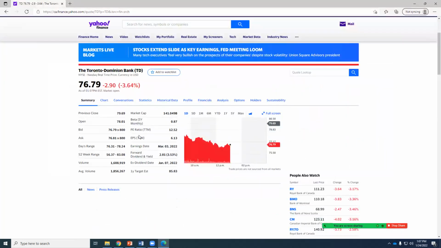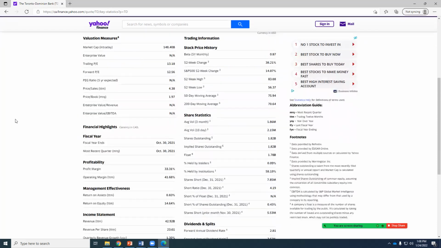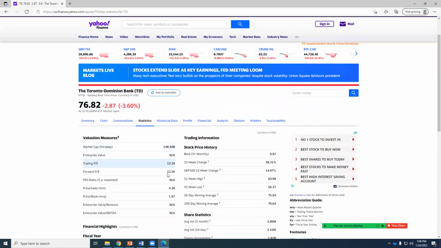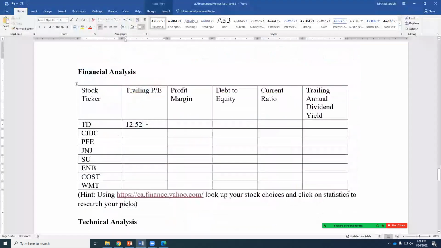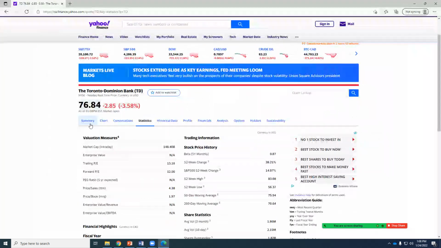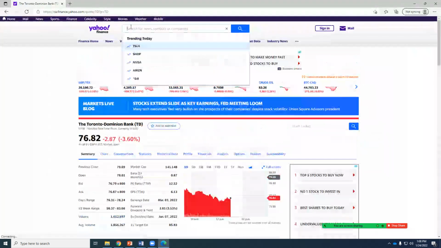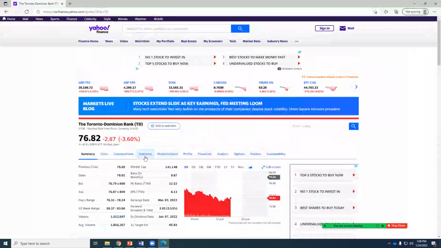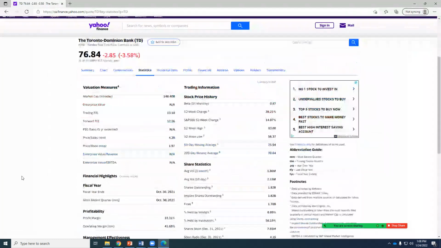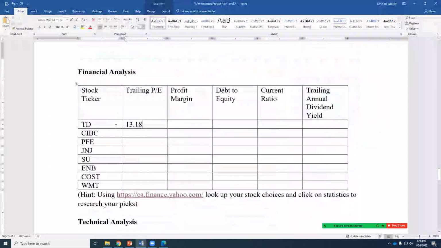The profit margin. Okay, so just before I start, sometimes you can find some of these stats on here. Another great place to find these stats is under statistics. These financial ratios are under statistics here. Okay, so here's my trailing PE. It's actually 13.18. So just note that I just typed in TD and clicked on statistics here. In statistics, you'll find all this information. Here's my trailing price to earnings ratio.